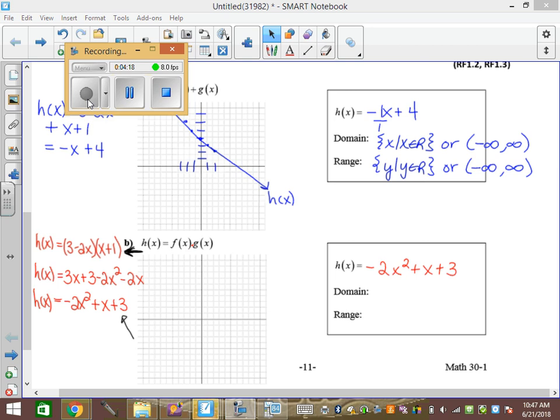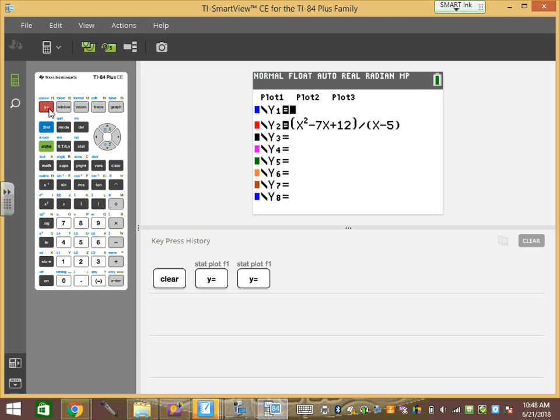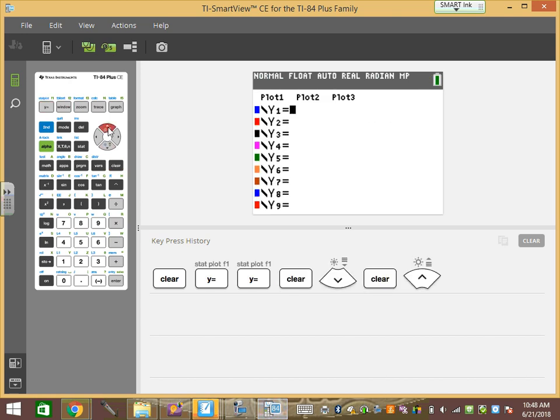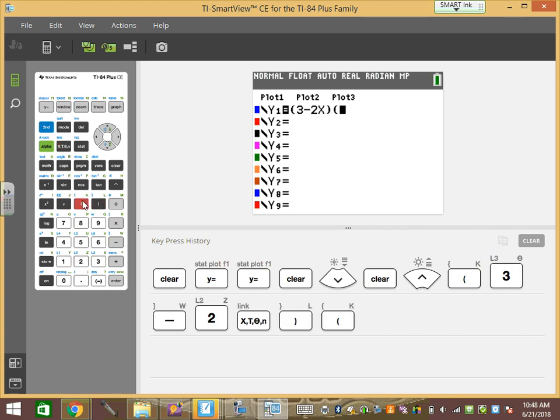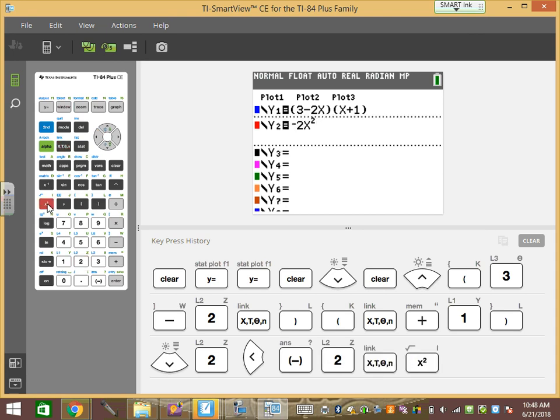Okay, so type into our calculator. Type in the original bracket form. So I'm going to go bracket 3 minus 2x, and then x plus 1. And in my red color, I'm going to put in negative 2x squared plus x plus 3.